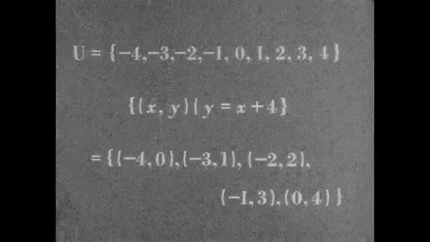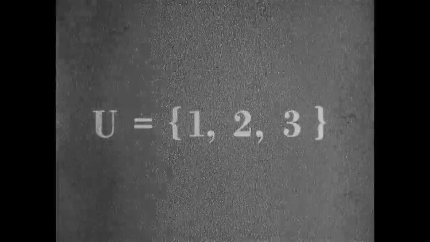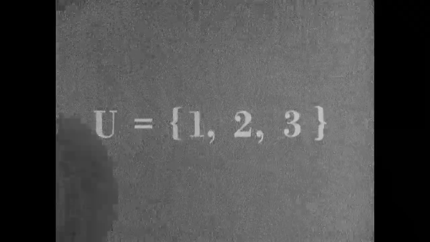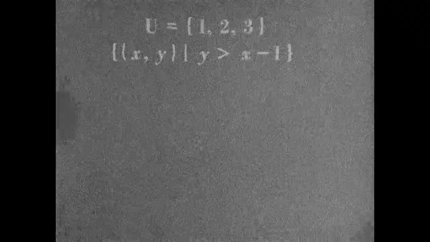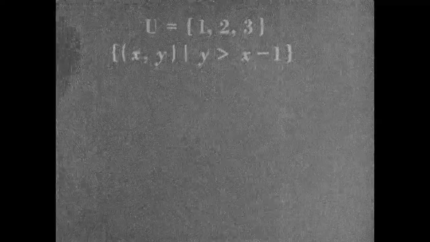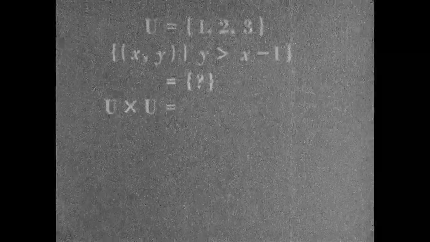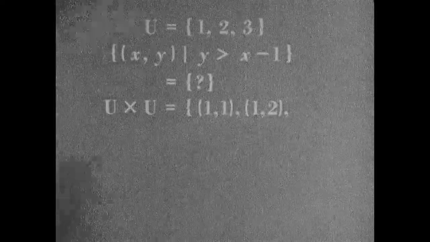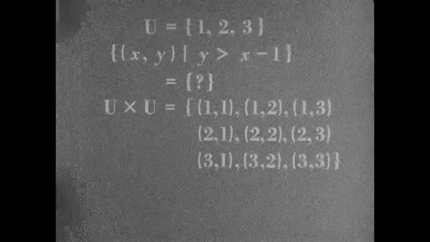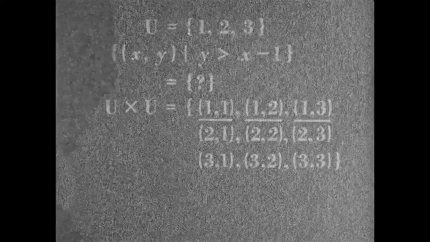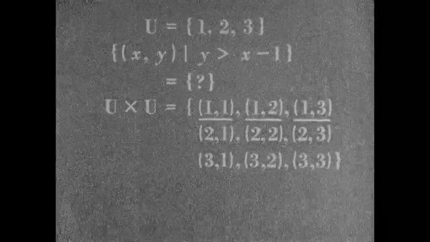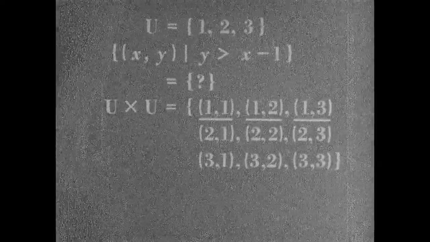As another example, let U again be just the three numbers 1, 2, and 3. Let us now undertake to find the set of ordered pairs such that y is greater than x minus 1. U cross U, the set of all the ordered pairs from which we may choose, is easily computed. In fact, we've seen it before. All three of the ordered pairs with first element 1 will satisfy the given sentence, y is greater than x minus 1.